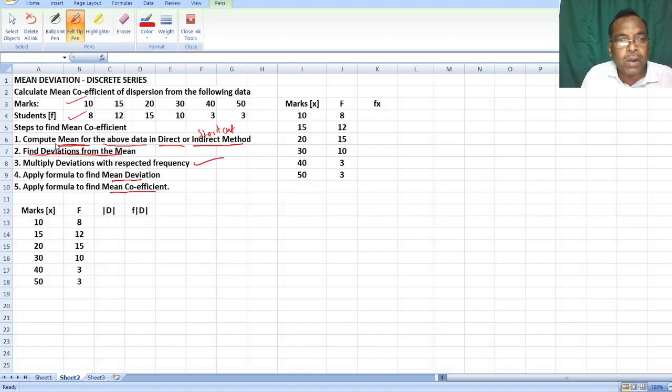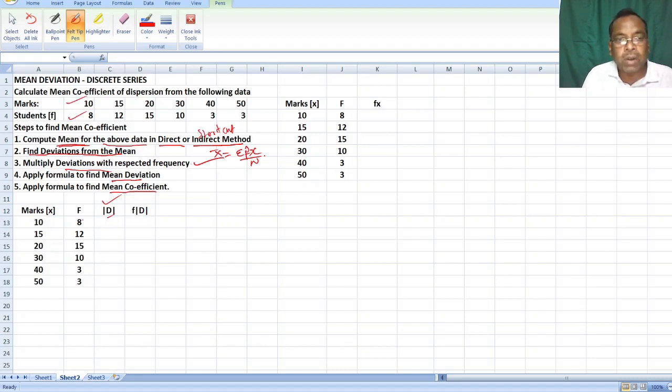What is the formula to find out mean in direct method, dear students? Here arithmetic mean is equal to summation fx by n. With this formula you have to find out mean. With the mean you have to compare these marks and find out the deviations and write them here. After that you have to multiply deviations with the respective frequency.